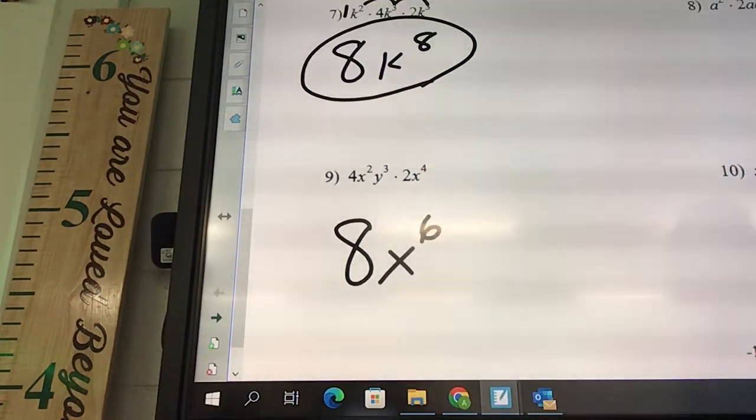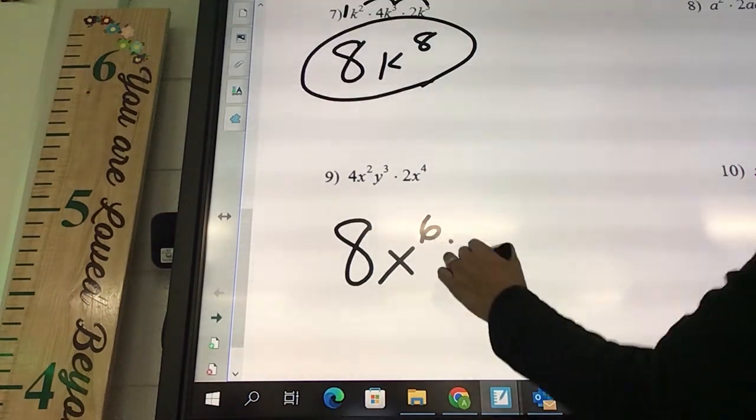And we also have Y's up there. I got Y3. Do I have any more Y's? No, so it's just going to be Y3.